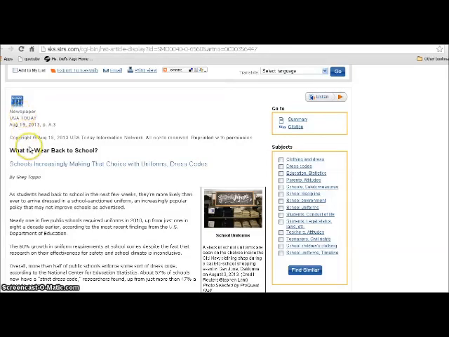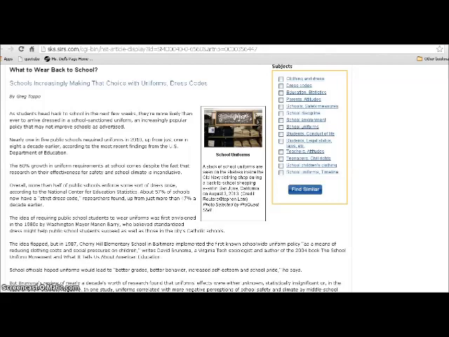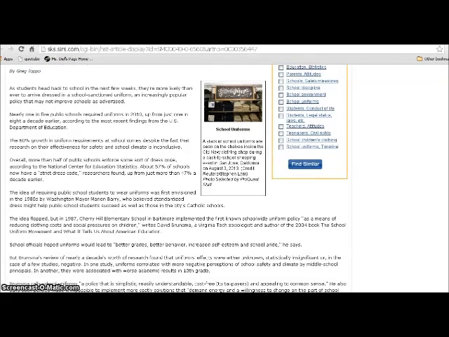And this one is a little bit more in the middle of the road. What to wear back to school. Schools increasingly making that choice with uniforms and dress code. So it is showing that more schools are increasingly choosing to wear uniforms, but it doesn't really try to persuade you that that is necessarily good or bad. It's kind of just stating facts for this part of the argument.